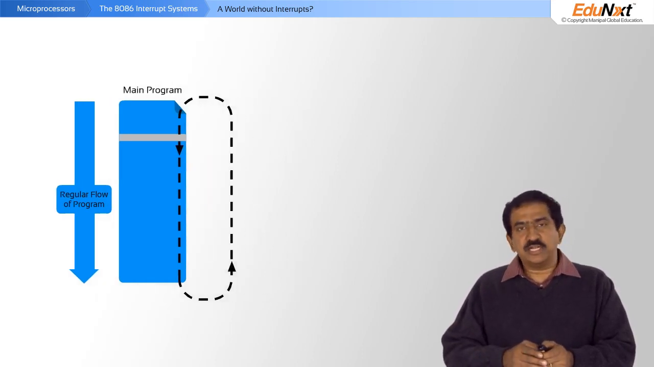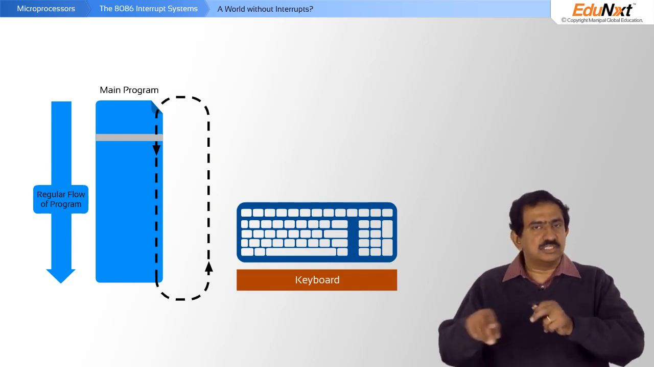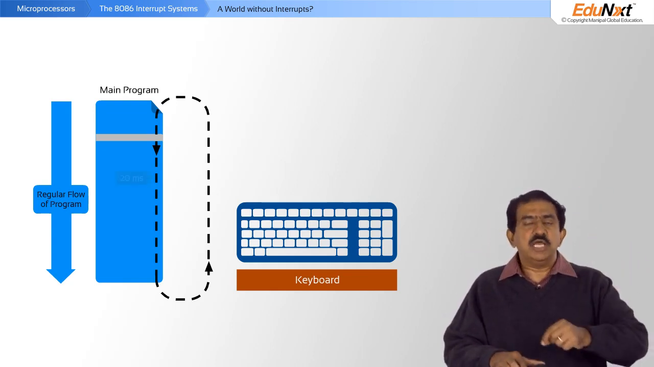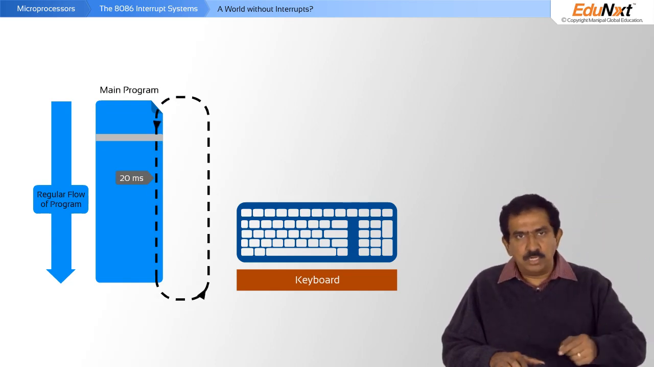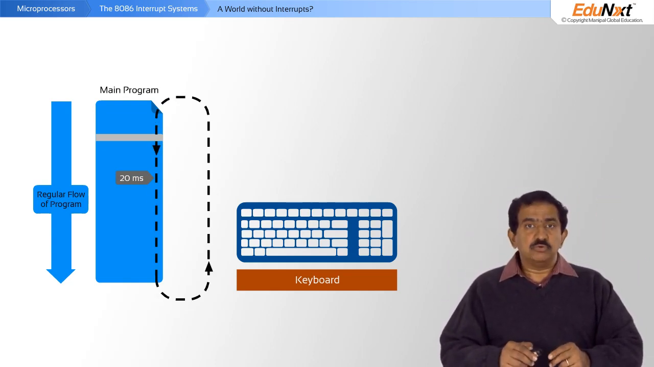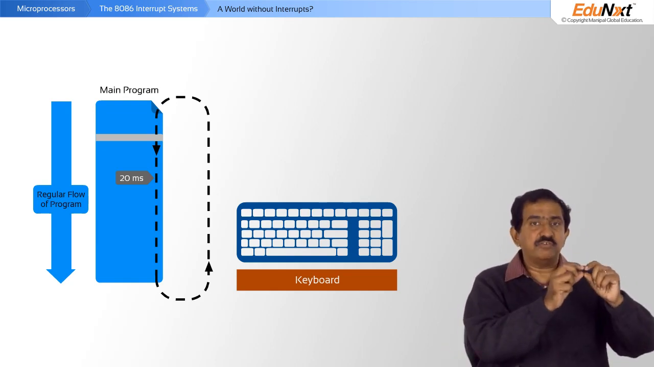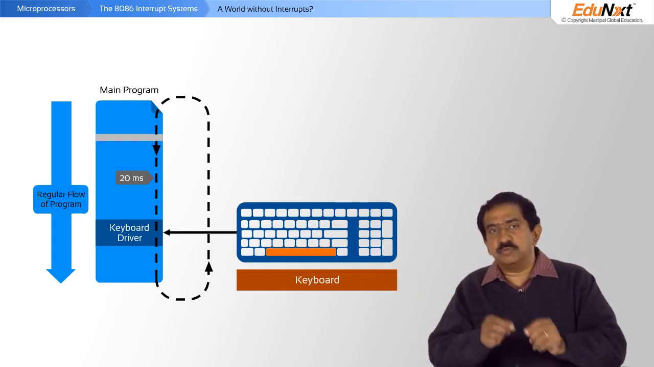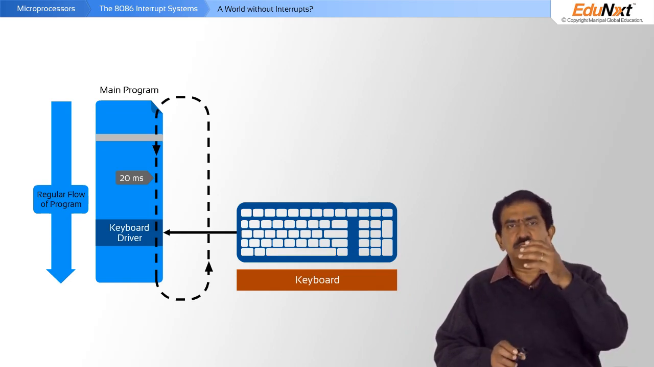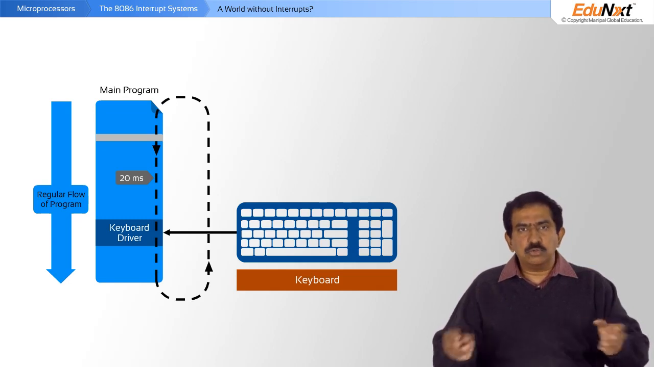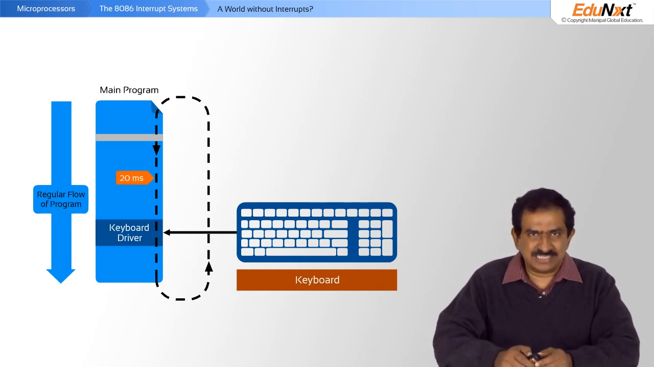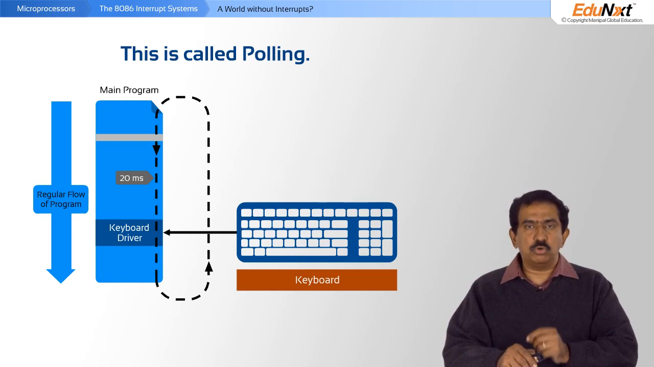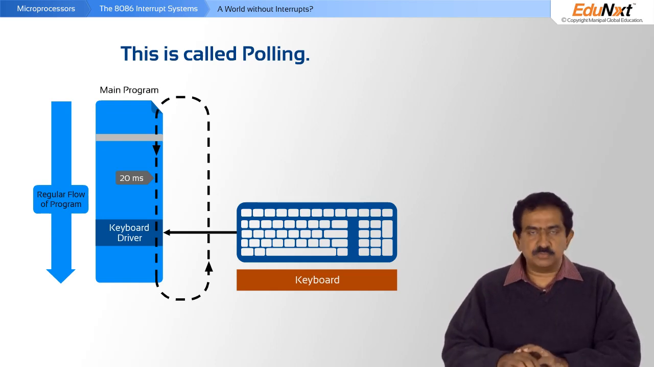Now suppose you wanted to connect a keyboard to the processor. So the user is typing on the keyboard and the processor is continuously executing its code. Now let's assume it takes about 20 milliseconds for the processor to complete one loop from the start to the finish. As part of this program, you also have a keyboard driver, and this keyboard driver is looking at the keyboard to see if a key has been pressed. In a world without interrupts, the keyboard driver can look at the keyboard once every 20 milliseconds, for example. This is called polling. Here, the keyboard driver polls the keyboard once every 20 milliseconds to see if a key has been pressed.